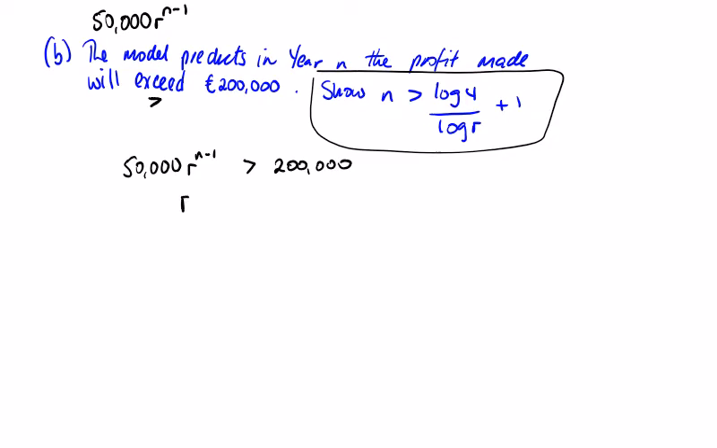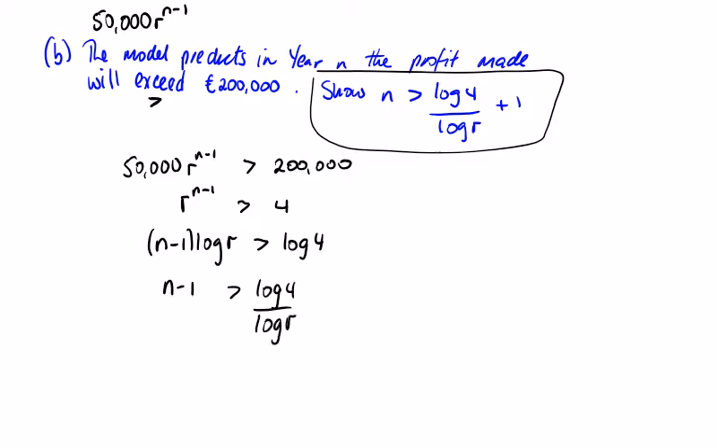Dividing by 50,000, we're going to get R to the power of n minus 1 greater than 4. We're going to take the log of both sides, so we bring n minus 1 by the log of R, which would have to be greater than the log of 4. If we divide by the log of R here, n minus 1 is greater than the log of 4 divided by the log of R. And here you can see that's what we're looking for. So n is going to be greater than, if we bring the 1 across, the log of 4 over the log of R plus 1.